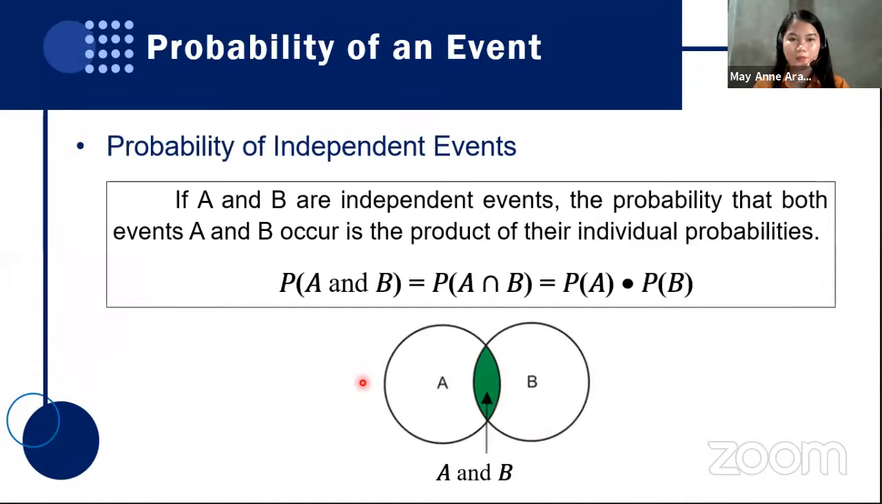Okay. This is the probability of independent events. So the keyword naman dito is the word "and" or "then." Kung ganun, the probability of A and B is the probability of A intersection B. So kapag independent events, multiply: probability of A times probability of B.